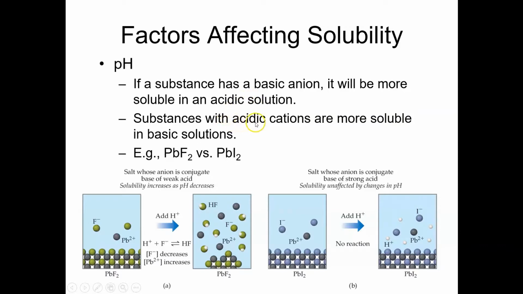And substances with acidic cations are going to be more soluble in basic solutions. But let's look at an example of substances in which you have a basic anion. And let's compare lead fluoride to lead iodide. So lead fluoride is not very soluble in water. When you put lead fluoride into water, just a little bit of it dissolves, and it gives you lead ions and fluoride ions. But if you add some strong acid to this, remember fluoride is a weak base, and that strong acid will react with the fluoride to form hydrofluoric acid.